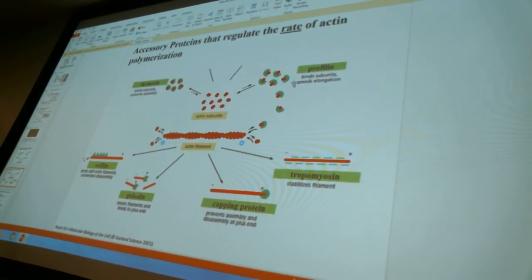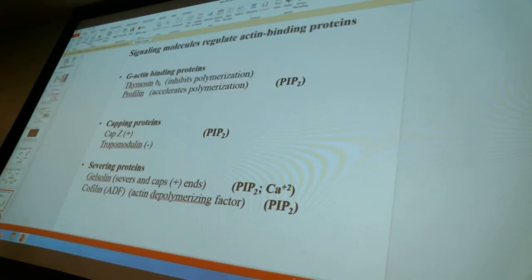Here's another example of another family that regulates the rate of the polymerization. So in addition to profilin, we have various types of accessory proteins that either slow down the rate of the actin polymerization or, for instance, break these growing fibers into smaller pieces. So you can see there's a huge variety to accommodate any type of structure, to create branching, to create shorter filaments, longer filaments, to slow down, to speed up. So you name it, it's all accommodated through the accessory proteins.